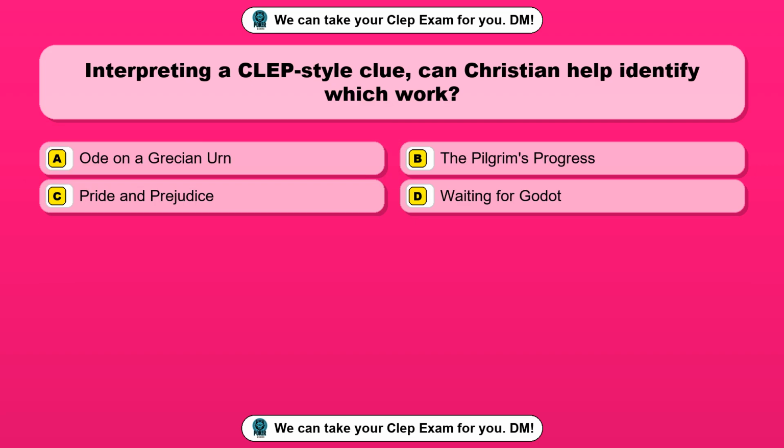Question 22. Interpreting a CLEP style clue, can Christian help identify which work? Option A, Ode on a Grecian Urn. Option B, The Pilgrim's Progress. Option C, Pride and Prejudice. Option D, Waiting for Godot. The correct answer is option B, The Pilgrim's Progress.